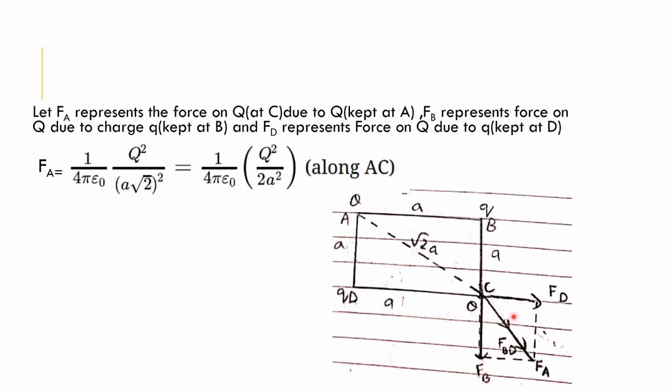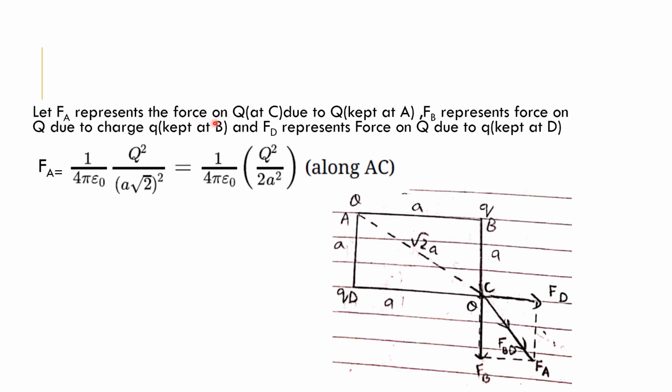There is an angle between FB and FD, which is 90 degrees. So FB and FD, the angle between FB and FD is 90 degrees. You can note that down. Using that, we can find out the resultant of FB and FD. First of all, let us find out all the magnitudes of forces using Coulomb's law.